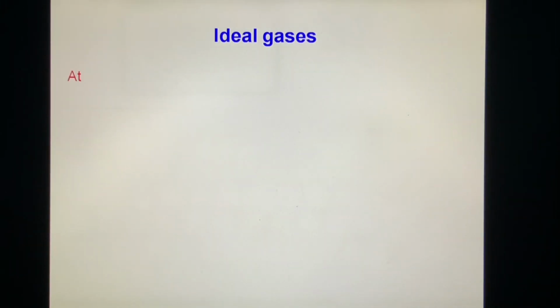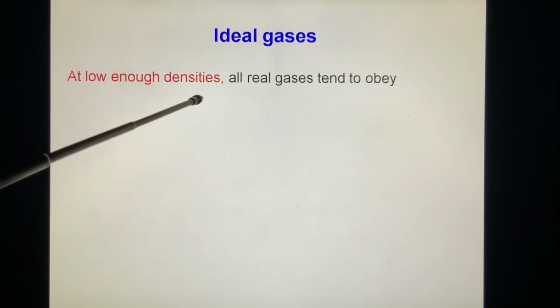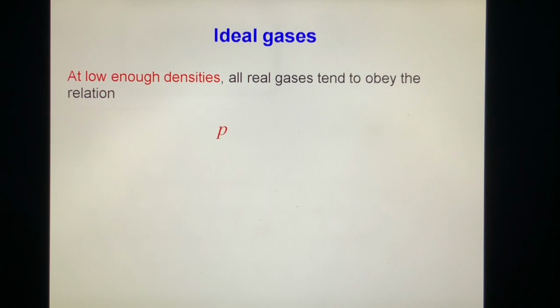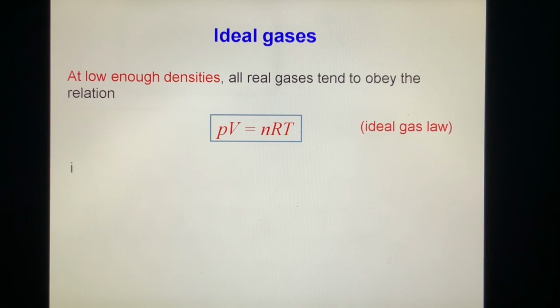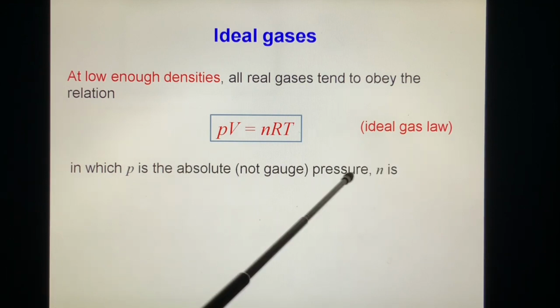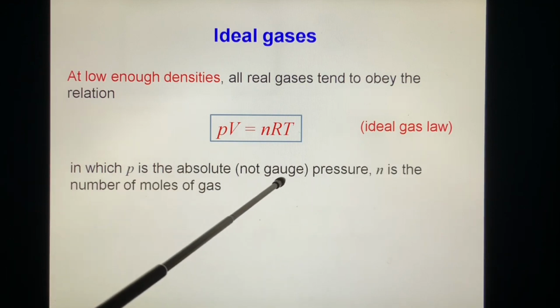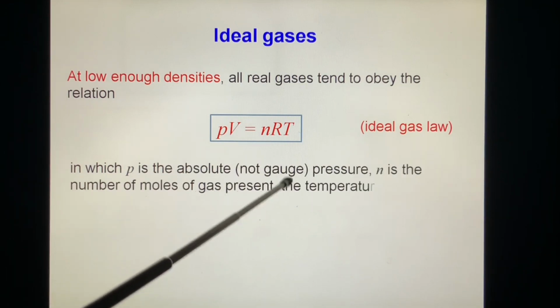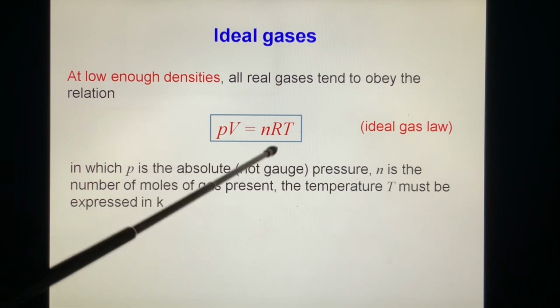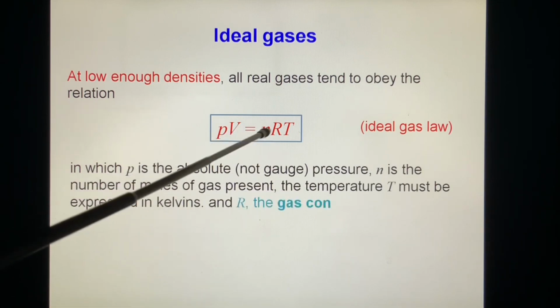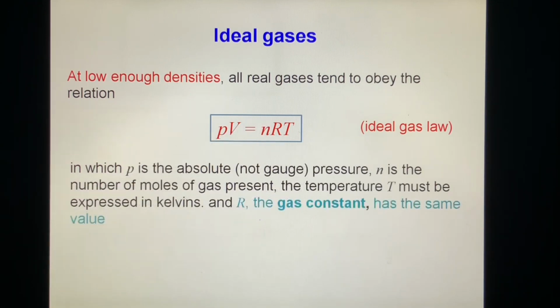Ideal gases. At low enough density, all gases tend to obey the relation PV equals nRT. This is the ideal gas law, in which P is the absolute pressure, not the gauge pressure. Gauge pressure, we learned before, is the absolute pressure minus the atmospheric pressure, okay? And this is the absolute pressure.